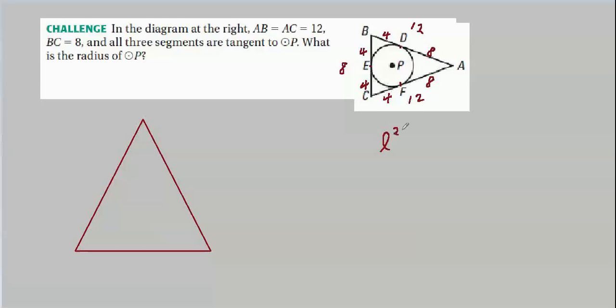So we've got that L squared plus 4 squared equals 12 squared. So for the altitude here, 12 squared is 144, 4 squared is 16, so we get 128 here, and of course L would be the square root of 128. That's our altitude. We're going to need a lot more than that before we're done, though.